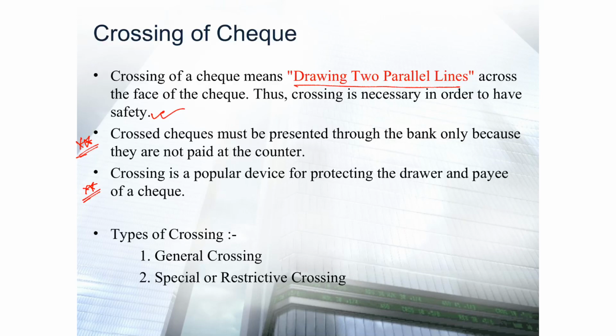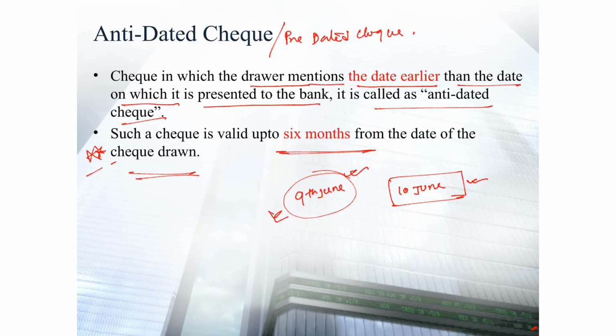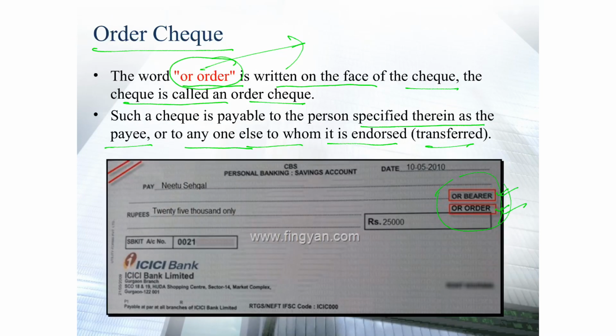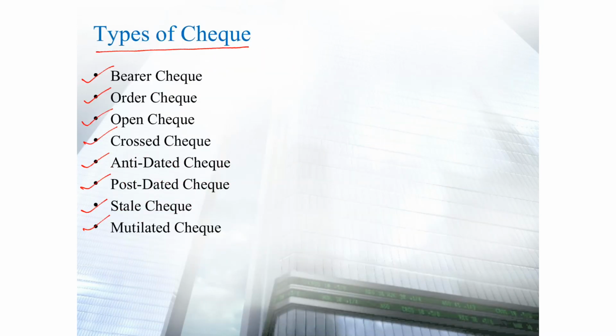Types of crossing. Here it is written: general crossing and special or restrictive crossing. In our next class, we discuss crossing of a check. In today's class, we discussed how many kinds of checks there are. So you must write down each and every point for your future exam purposes. Okay.